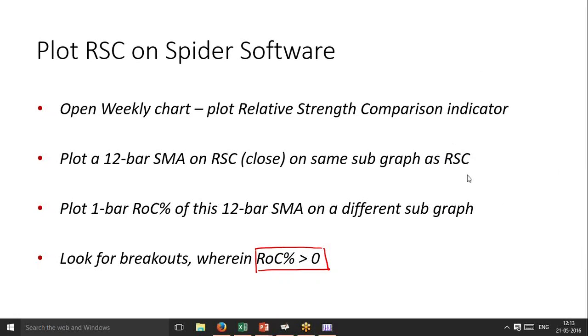So using ROC will tell you which stocks are outperformers, which stocks and sectors are underperformers. Outperformers you put as a buy possibility, underperformers you put as a sell possibility. That's the only information that comes out from the analysis that we've done.